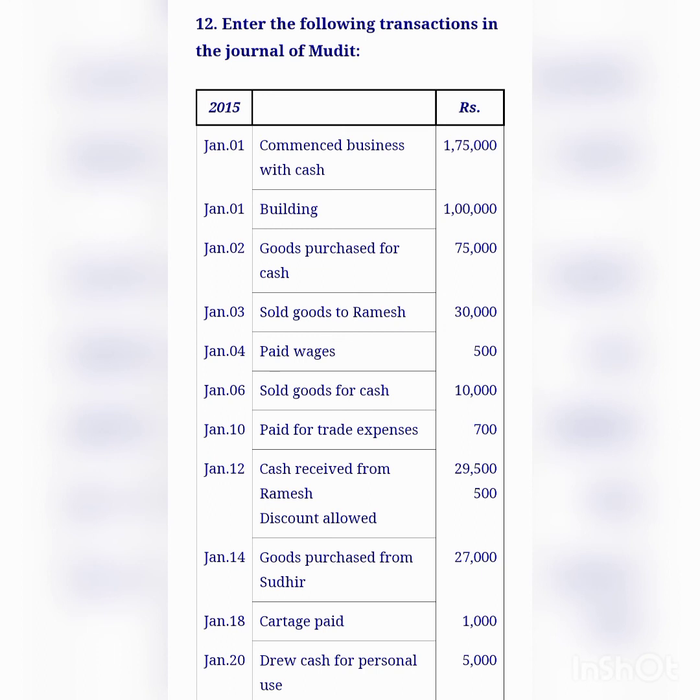How much? 27,000. Next, cartage paid. Cartage paid is an expense for the company. So debit cartage account. Paid in the form of cash. So credit cash account. Cartage account debit 1,000 to cash account 1,000.